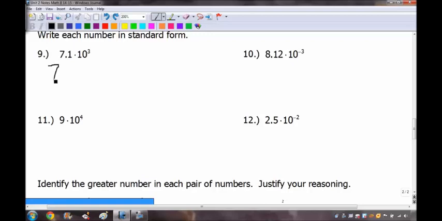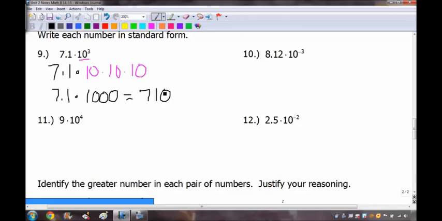7.1 times 10 to the third power means 7.1 times 10 times 10 times 10. Now you should be able to figure out what that is. Hopefully you know that 10 times 10 is 100, and then 100 times 10 is 1,000. So this ends up being 7.1 times 1,000. If you've got 7 sets of 1,000, it's going to be 7,000, and then 0.1 of 1,000 is 100, so it's 7,100.